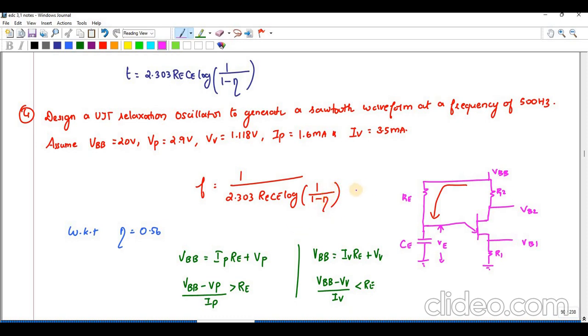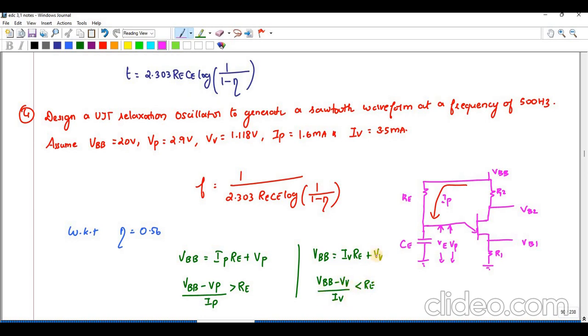VBB is equal to IPRE plus VP. This value is VP now, if the current is flowing as IP. If it is IV, I can take it as VV. So if I equate this, I will get VBB minus VP divided by IP greater than RE. If I substitute VBB minus VV divided by IV, that value is lesser than RE.